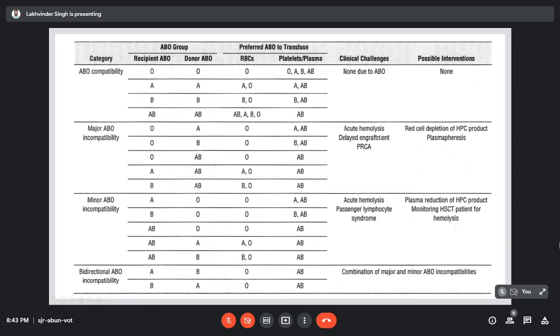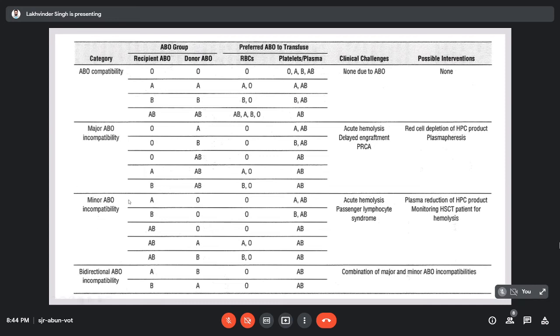But acute hemolysis can be there. Delayed engraftment can be there in these cases. Why? Because the recipient is O, has anti-A and anti-B. You are transplanting A positive cells. So anti-A will attack the A positive cells. So hemolysis may occur. There may be delayed engraftment. Pure red cell aplasia may be there in the acute phase. So you can do the red cell depletion.